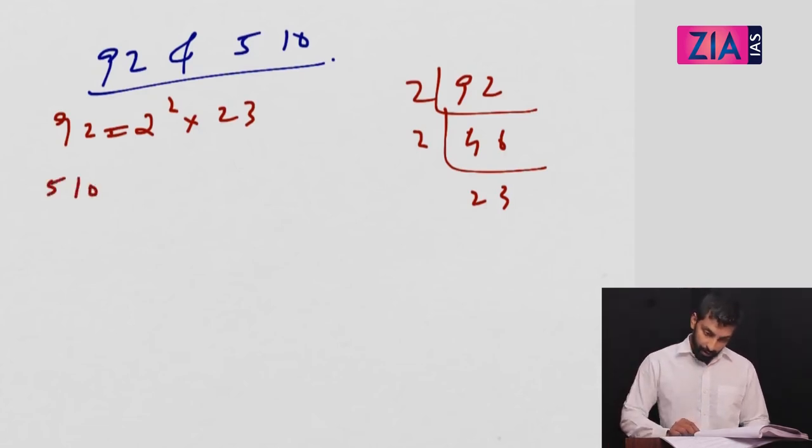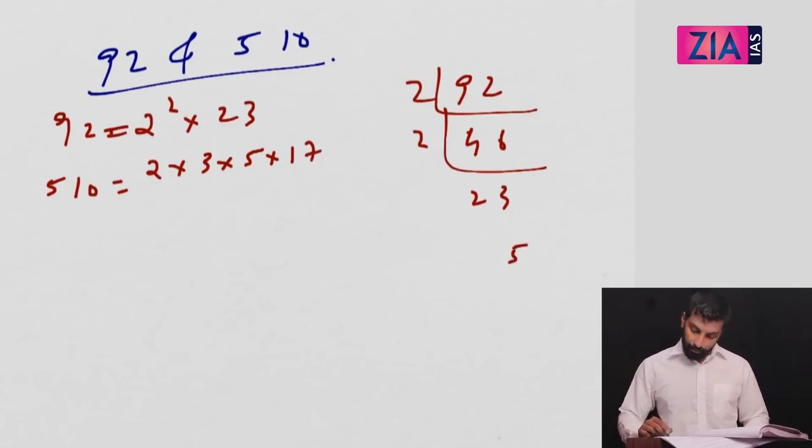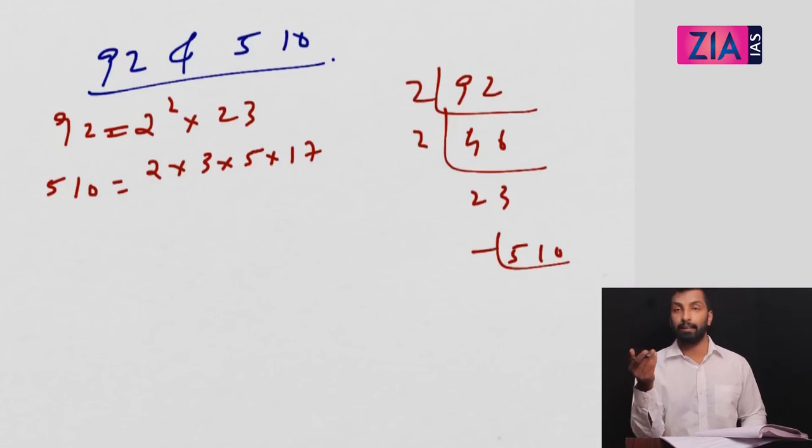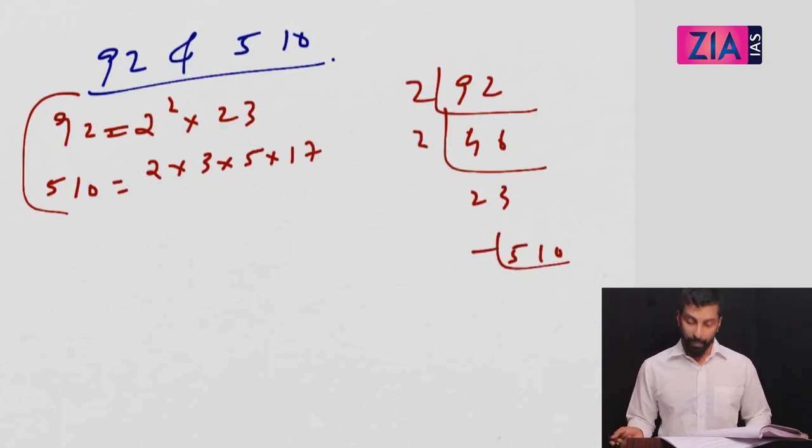Then 510. 510 is actually 30 into 17. And 30 is 2 into 3 into 5, so 2 into 3 into 5 into 17. You can do it like this, 510, if you want, you can do like that. But otherwise, you can directly write 30 into 17 if you know that. Okay. So that's the prime factorization of 92 and 510.